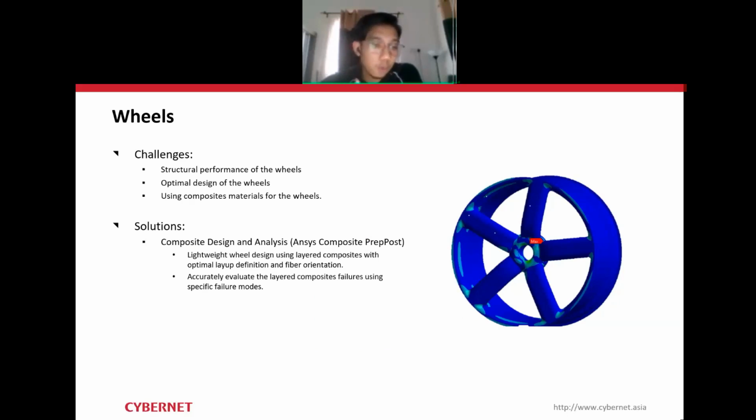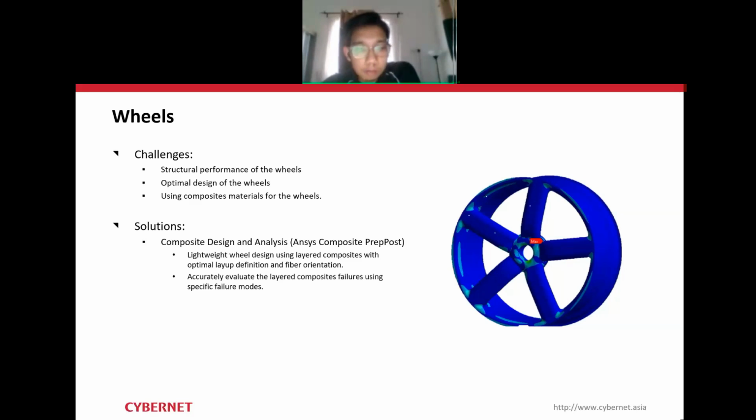Next here we have wheels. Wheels are another part of an automobile that many people might be interested in because wheels contribute to the unsprung weight of a vehicle. So the goal is to always reduce the weight of the wheel as much as possible. Therefore, some of the challenges when developing a wheel revolve around optimizing the design shapes of the wheel and also the material used to build the wheel in the first place.